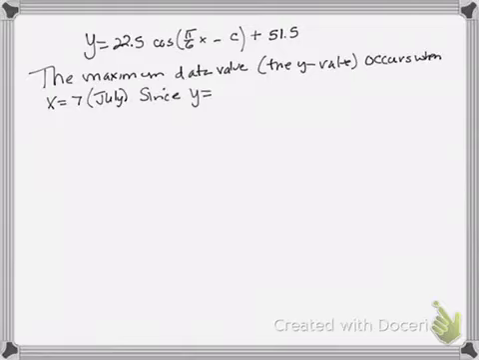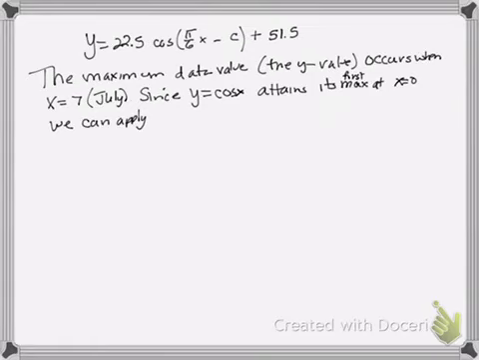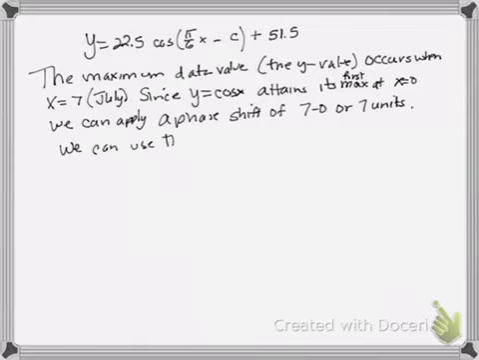Since the parent graph, which is y equals cosine of x, attains its first max at x equals 0, we can apply a phase shift of 7 minus 0, or 7 units, because 7 minus 0 is 7. And we can use this to find c.